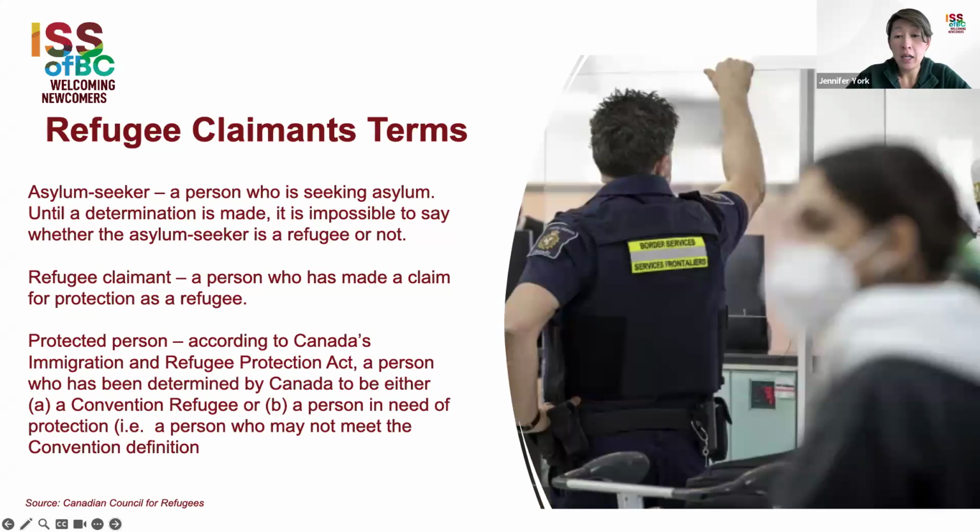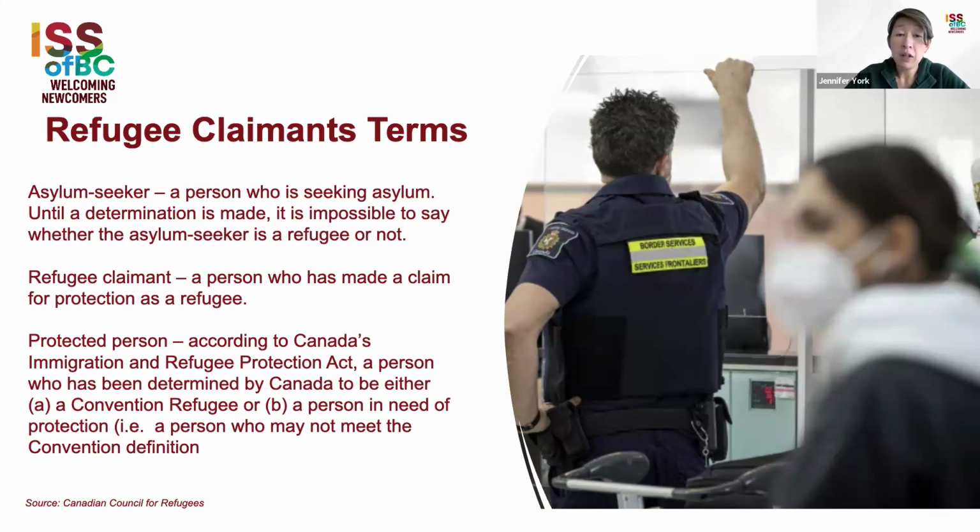And the IRB determines if they meet the needs of the UNHCR's convention refugees, as well as if they are in need of protection. If they are found to have a well-founded fear of persecution, then they become protected persons, where they are considered convention refugees, and then they are able to apply for permanent residency.